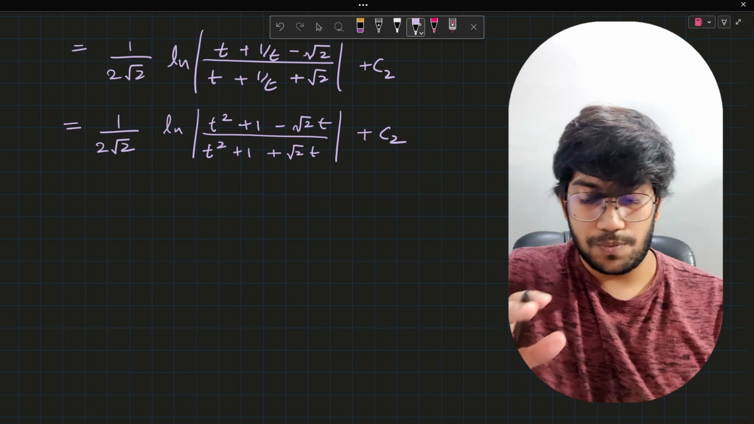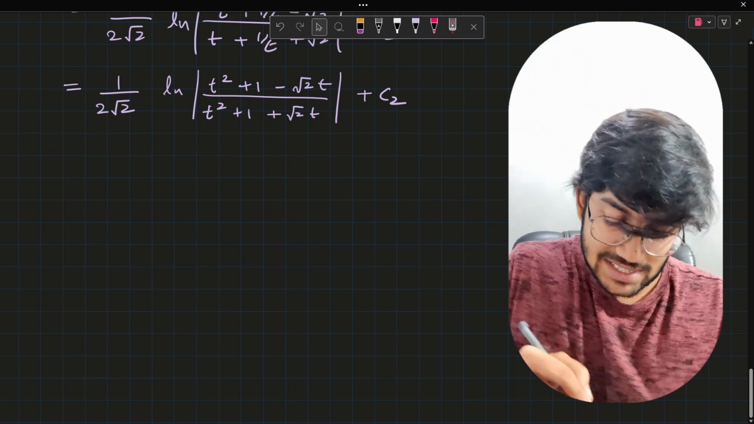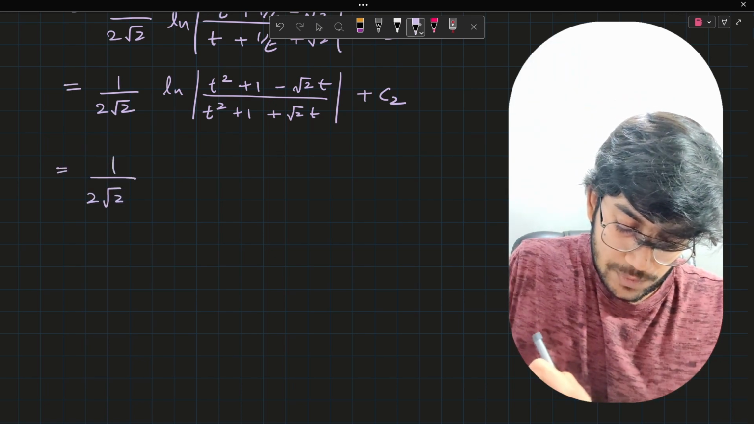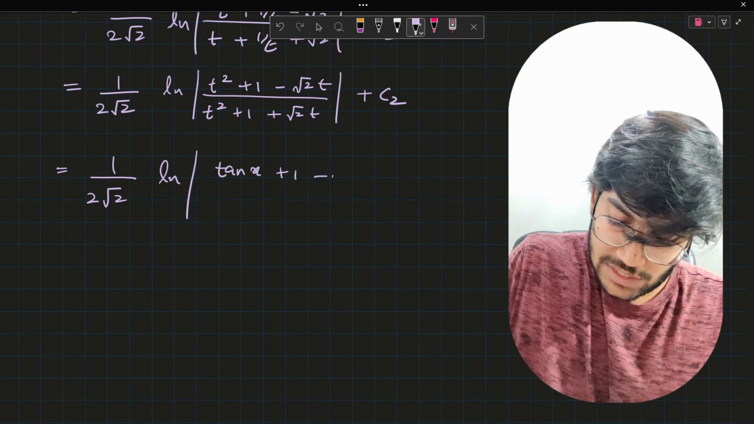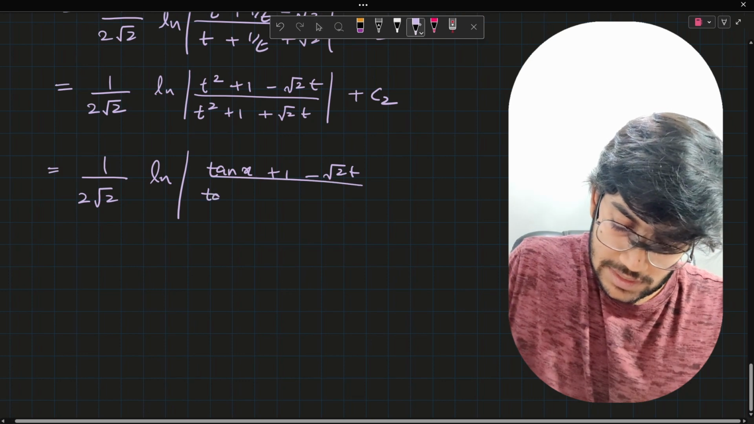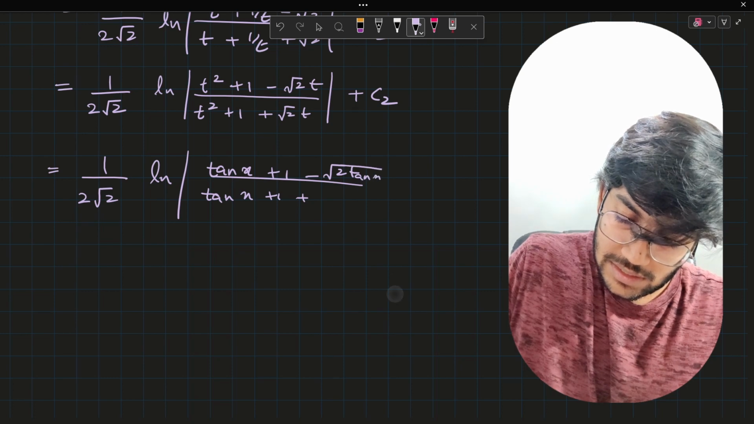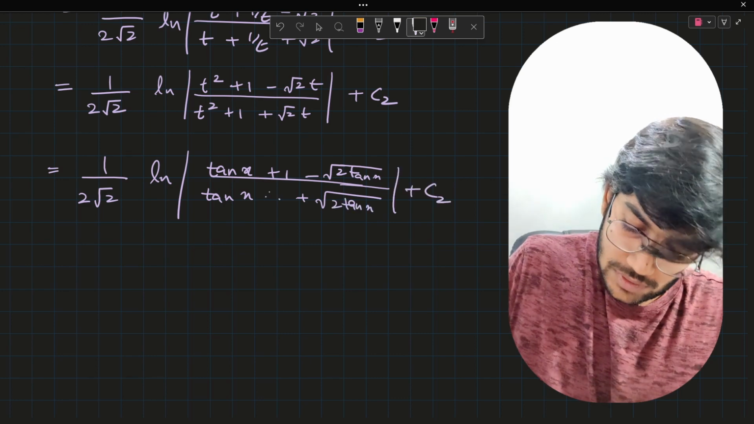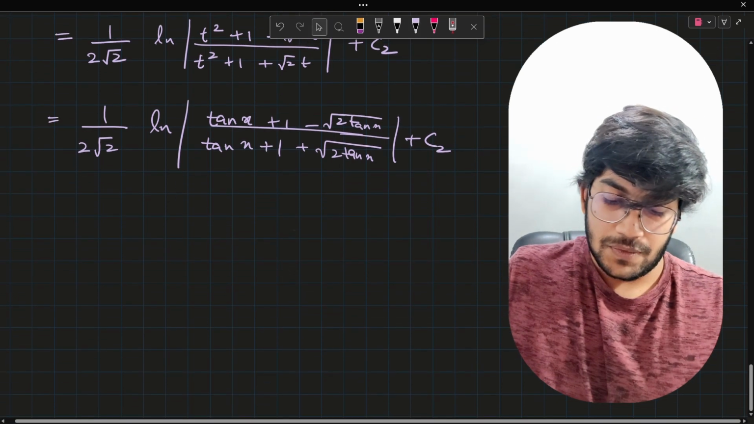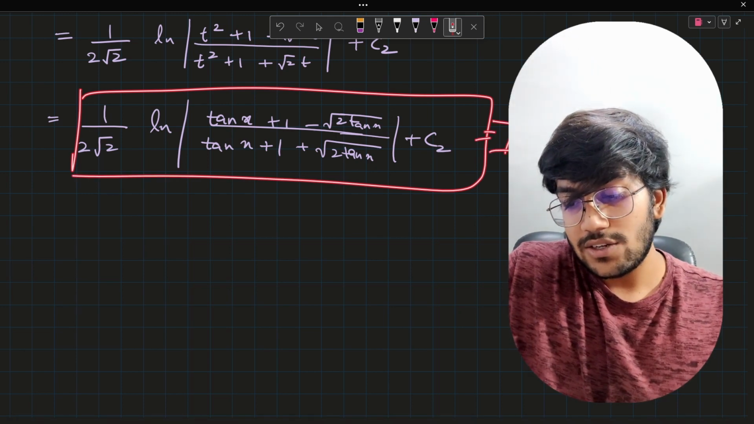plus c2. So we are almost done, and now as t square is tan x, we get 1 by 2 root 2 ln tan x plus 1 minus root 2 tan x by tan x plus 1 plus root 2 tan x plus c2, and so this is your final answer for I2.